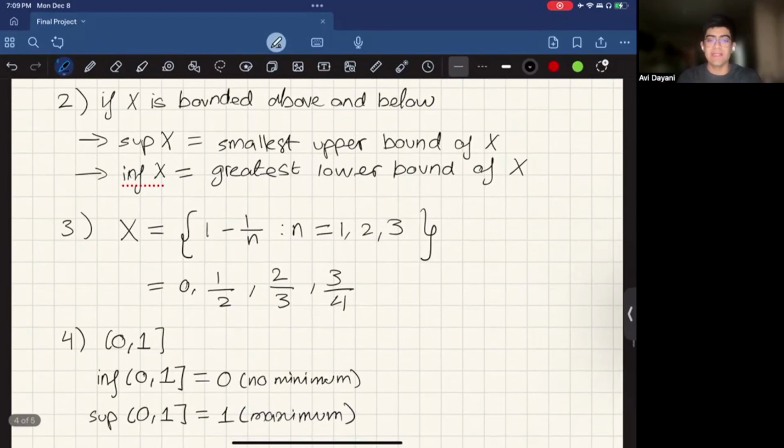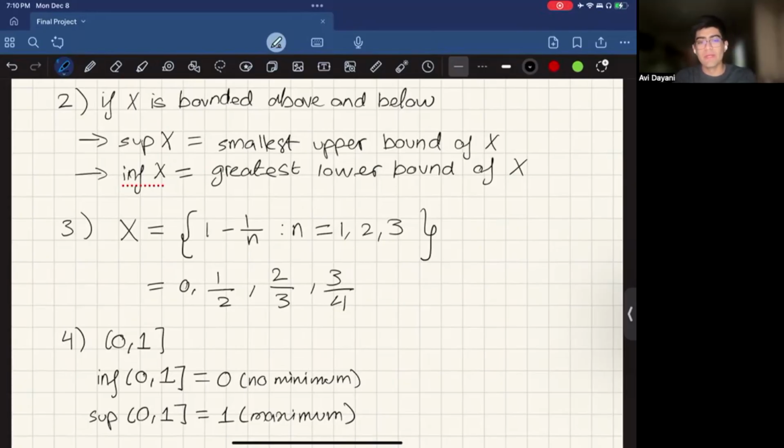As we can see, each term is less than one, but it gets closer and closer to one as n increases. So in the case of the infimum, we know that the smallest element we see is when n equals one, because the output is zero. Every other term is bigger than zero, hence zero is the lower bound. And since it is also in the set, it is also the minimum.